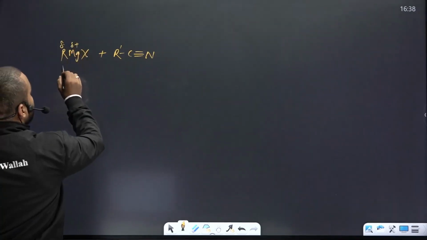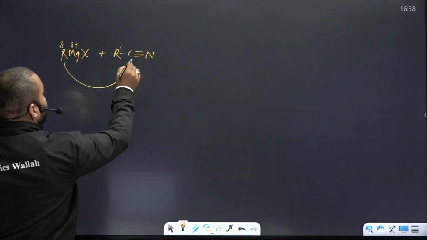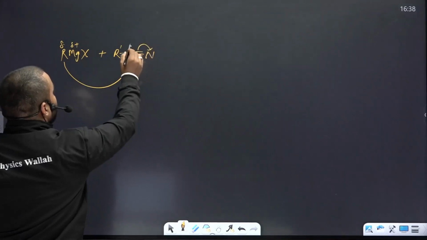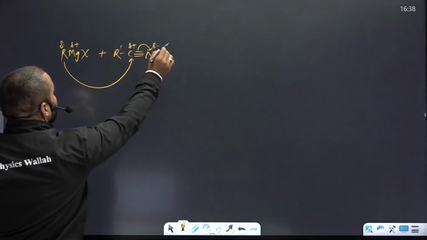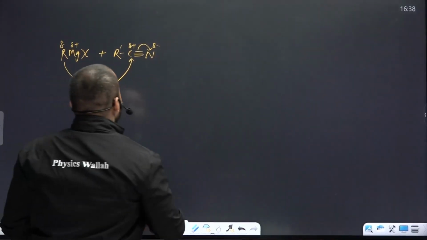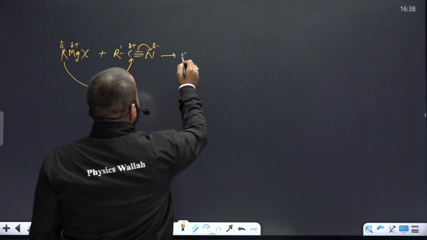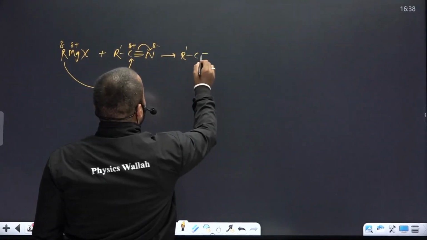Metal has huge delta positive charge. This negative charge attacks the center, which has high delta positive charge due to this nitrogen. And now the bond breakage and bond formation will start occurring. R dash carbon double bond nitrogen.